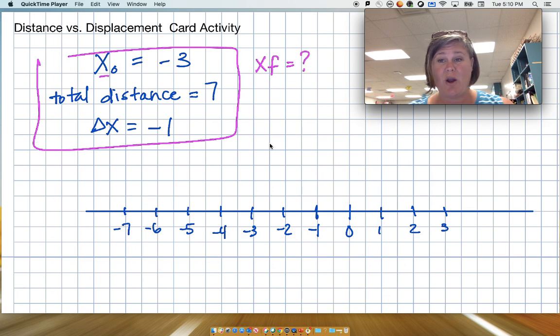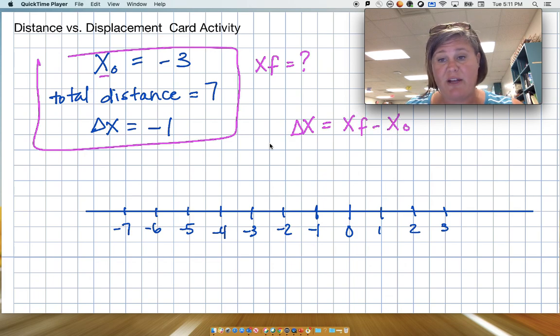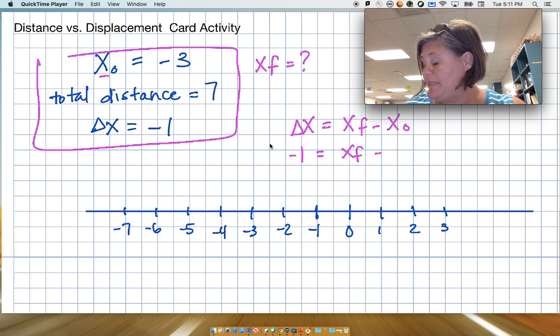Okay, so the only information that we are missing here is the final position, but we can determine that using our equation. So notice here we're given positions, not individual displacements, so we're going to use this equation to determine the final position. So our displacement is -1. We're looking for the final position, and our start or initial position is -3.